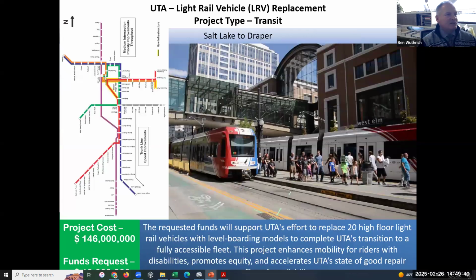The next project is a request from UTA. This is for light rail vehicle replacements. This will replace the 20 high-floor light rail vehicles with level boarding vehicles. Estimated project cost is $146 million, and they're requesting $10 million.